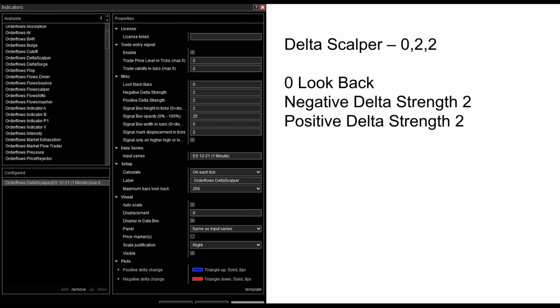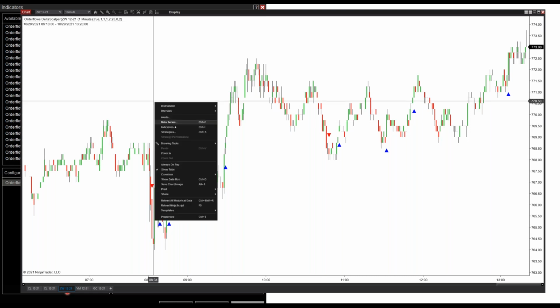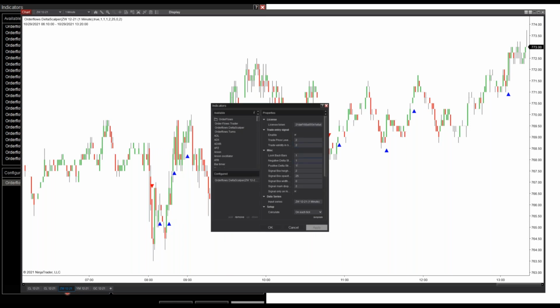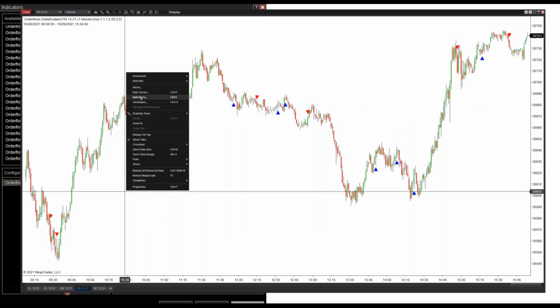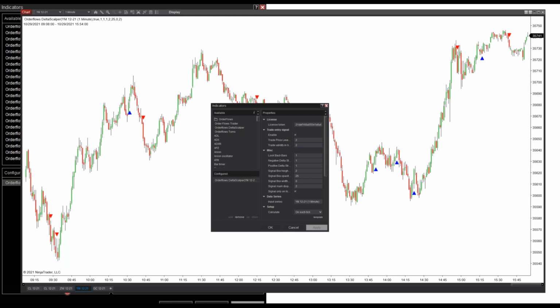For example, all these charts that I have open here. This is wheat, the same: look back 1, strength -1, strength +1, so 1, 1, and 1. Okay, this is mini Dow, 1, 1, and 1.